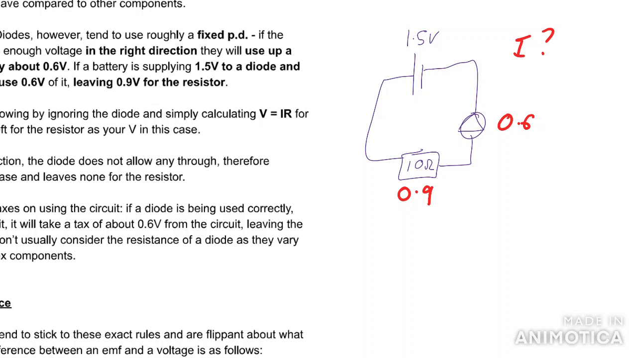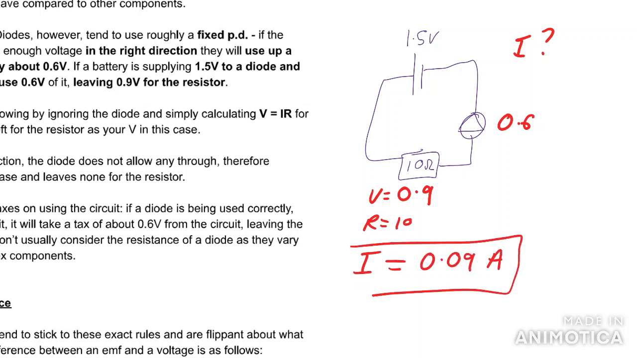What can we say about that? If V equals 0.9 and the resistance of that component is 10, the current across this resistor must be V over R, so 0.09 amps. Since that's the current across the resistor, we know that's the current in the circuit in general. And so that's how you deal with diodes. Notice that the very common mistake is to do I equals 1.5 over 10, but you're not allowed to do that because some of the voltage has already been used by the diode.